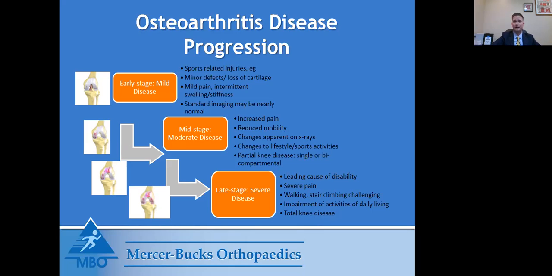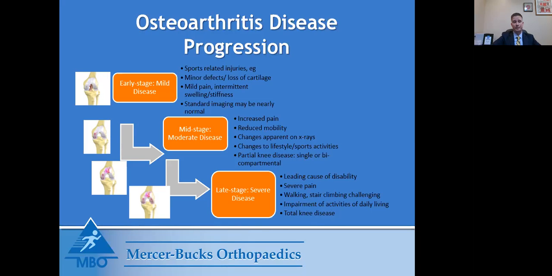As things start to progress down the line, we call it mid or moderate arthritis. Patients start to develop some increased pain. They may not be able to do as much as they used to do. They may have to start changing some of the things in their day-to-day routines or lifestyle, maybe give up certain sports or decrease the types of sports or activities that they do. You may start to see some changes apparent on X-rays, some narrowing of the joint space, and some bone spurs forming. When we get to this phase, we can start talking about some particular treatments and some surgical interventions.